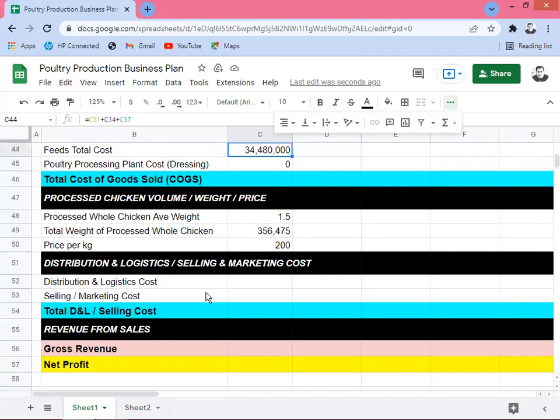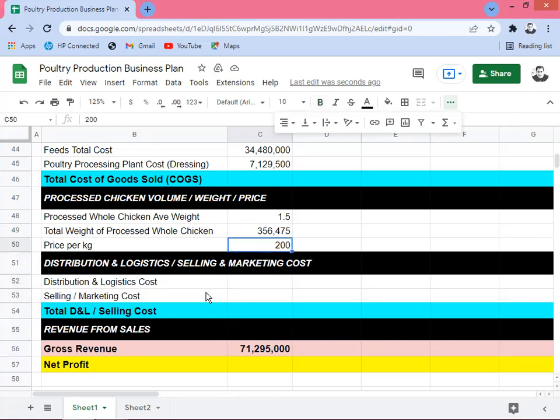Remember, we don't have the poultry processing plant cost yet because we don't have gross revenue. So we're going to calculate our revenue. It should be the volume of the processed whole chicken multiplied by the price. And that would be 71.295 million pesos or rupees.